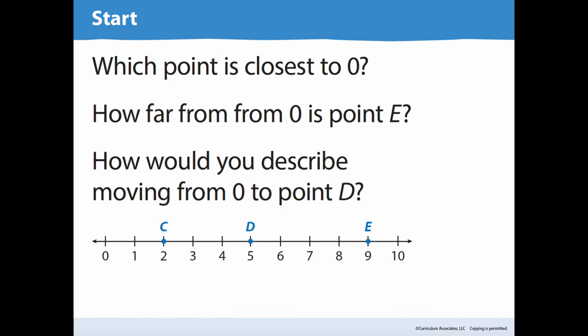To start, which point is closest to 0? The point that is closest to 0 is point C. How far from 0 is point E? Point E is 1, 2, 3, 4, 5, 6, 7, 8, 9 units from 0. How would you describe moving from 0 to point D? To move from 0 to point D, we would move 5 units to the right.